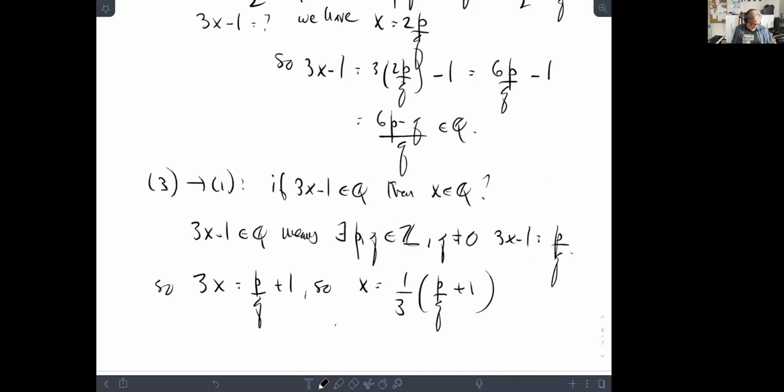So finally, x will be (p plus q) over 3q. I skipped a little step here, but obviously you can do that. And this is, again, clearly a rational. So we're done. We've done all three. Okay.